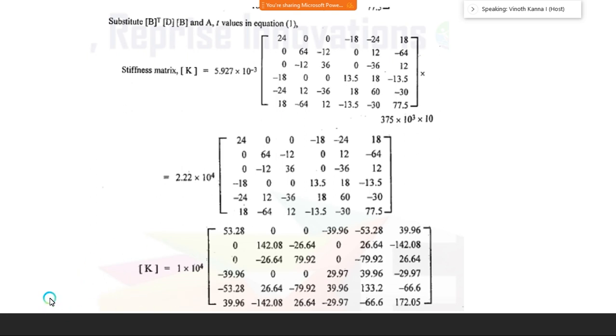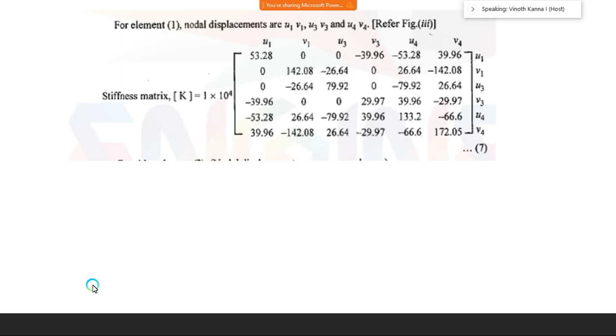So we found the element 1 stiffness matrix. We drew the element stiffness matrix, but you should also write the U1, U2, U3 values. Element 1 lies between nodes 1, 3, 4. So you have to write U1, V1, then U3, V3 and U4, V4, because 3 comes after 1. So the order is U1, V1, U3, V3, U4, V4. This is the order you formulate for element 1.